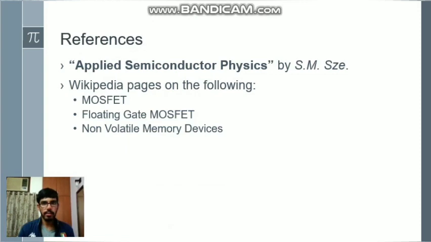These are the references that I followed for making this presentation, and you can refer to these for more information on any of the above topics.